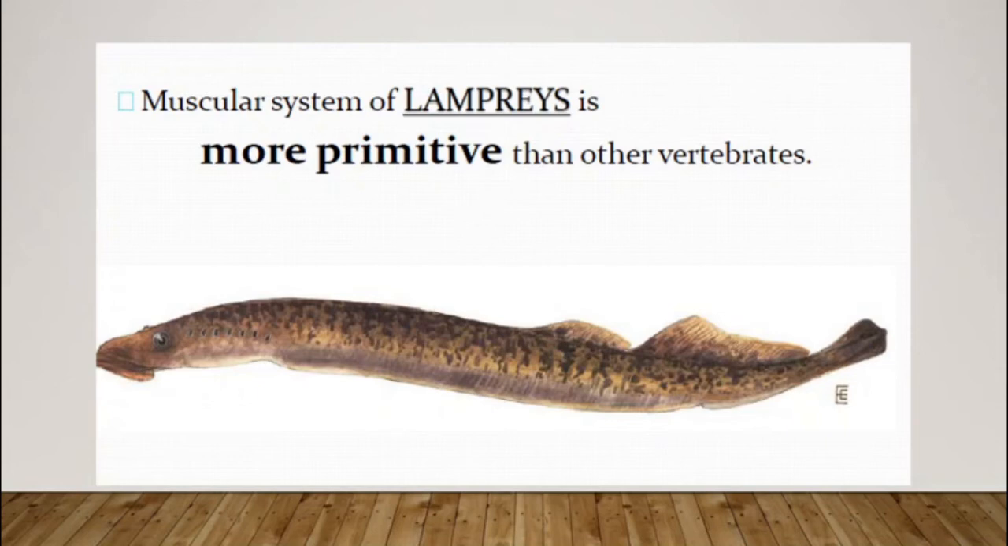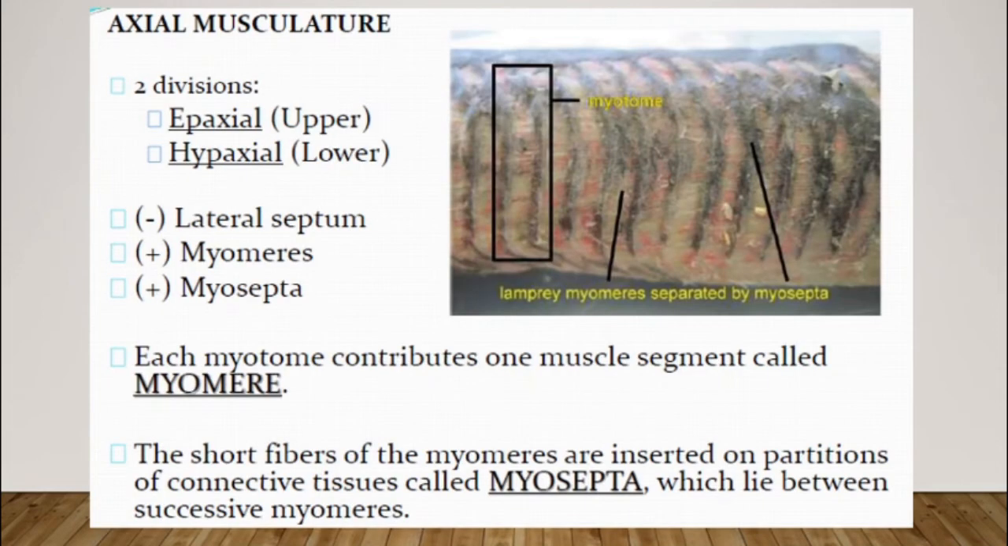Because a lateral septum is lacking, the prominent axial musculature is not divided into epaxial and hypaxial divisions. If you check the lamprey muscle, this is the axial musculature of the lamprey. There are only two divisions, the epaxial represented in the upper part and the hypaxial on the lower part. So no lateral septum, but we have myomeres and myosepta.